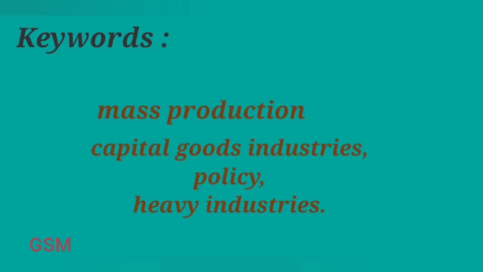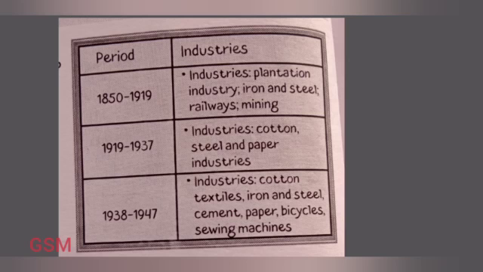Students, next you learn the keywords. Mass production, capital goods industries, policy, heavy industries. These are also the keywords in this lesson. Students, next you see the table. Development of industries. 1850 to 1919, development of industries in plantation industry, iron and steel industry, railways, mining. These also developed in this period.